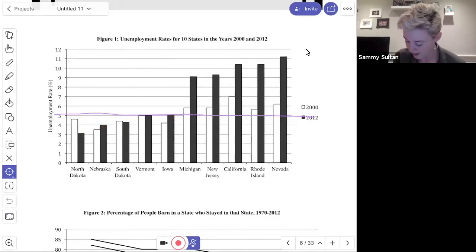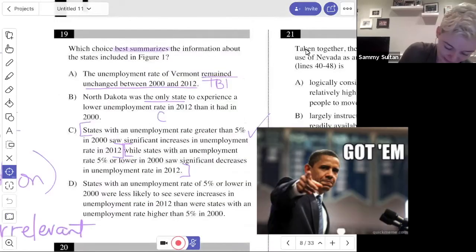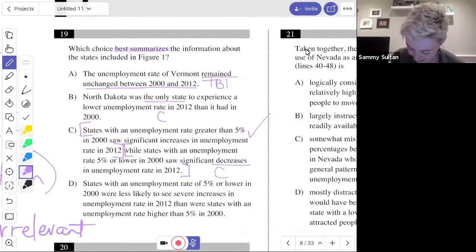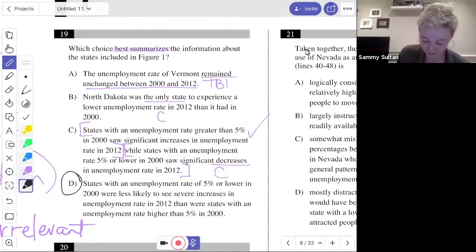In 2012, they were not all significant decreases, okay? Again, contradictory. Whew. I really hope D is right at this point. Let's just check. States with an unemployment rate of 5% or lower in 2000 were less likely to see severe increases in unemployment in 2012 than were states with an unemployment rate higher than 5% in 2000. Whew. Okay, I want to be lazy and just say, you know what, we proved all the other ones wrong. I think we can call it a day and circle D.